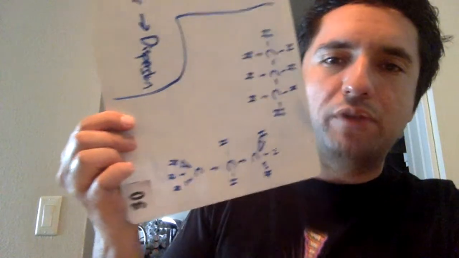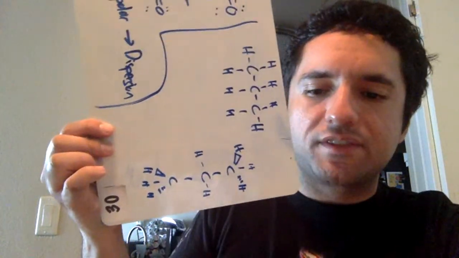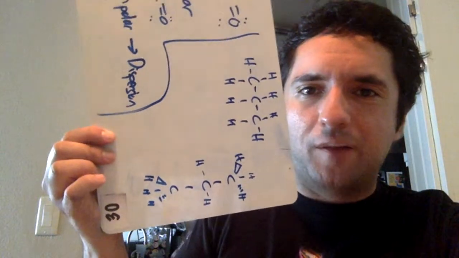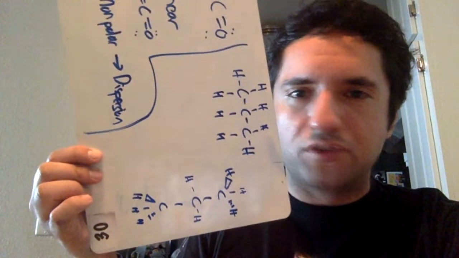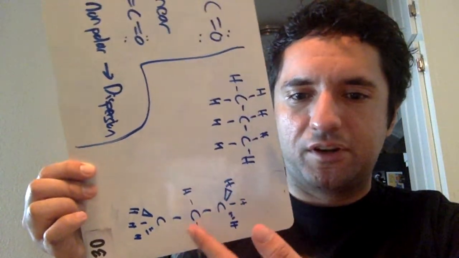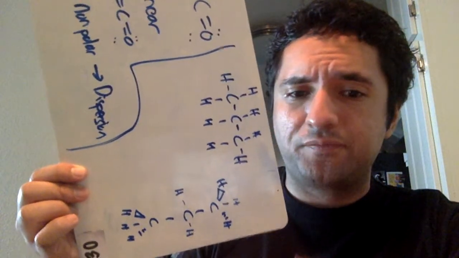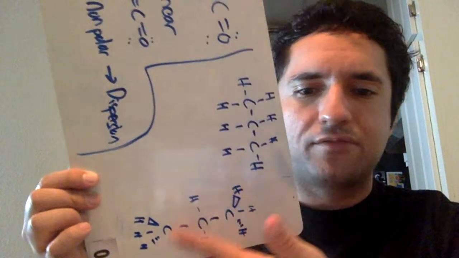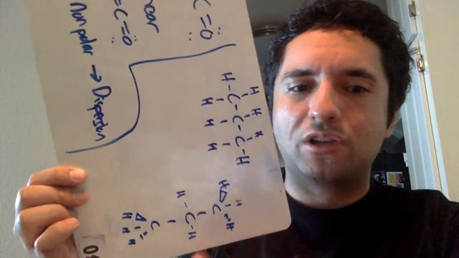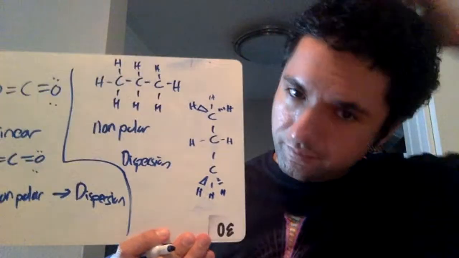So again, with polarity and non-polarity, you want to see if it's asymmetrical in terms of the distribution of charge. If there's an asymmetrical distribution of charge, it's going to be polar. Single bonds here, single bonds there. All the carbons are surrounded by 4 single bonds, and they're all surrounded by the same exact element, just hydrogens, all 8 of these hydrogens. So this is a non-polar molecule. So for this one, it would also be dispersion.